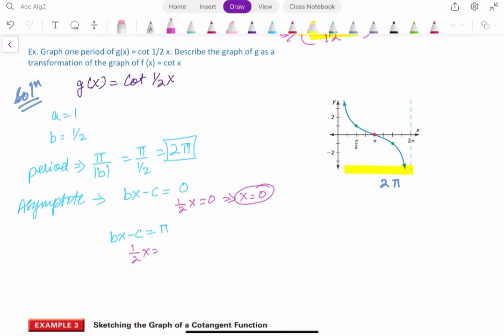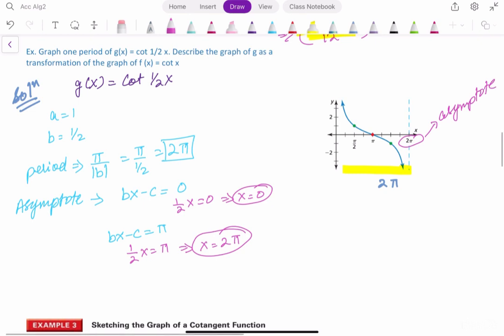That will give you two asymptotes, one at x is equal to 0 and the other at 2 pi. Now in this case the period is also 2 pi and the asymptote will also happen at 2 pi. When we are talking about the intercepts, the intercept will be at pi comma 0.